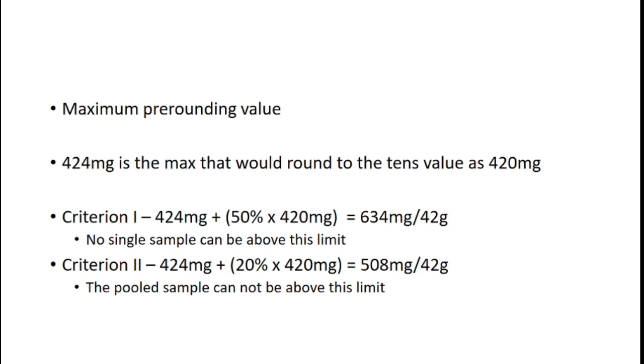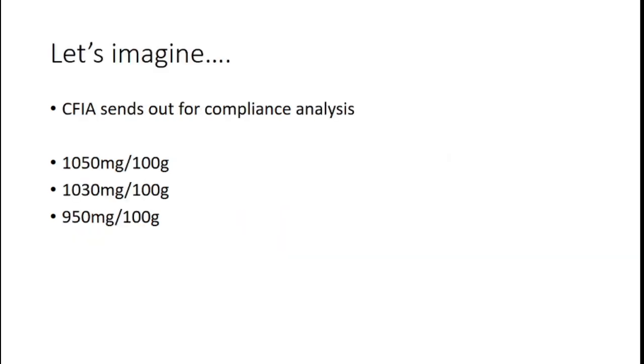So let's imagine we're the CFIA, or maybe we're doing our own internal testing to check compliance, and we send out and get some values. By the time they're pooling this value, they're not sending you back a report on a per 42 gram basis. They're going to send it back to you on a per 100 gram basis. And let's say these are the values we got back. We have to figure out what is the appropriate multiplier to get it back to that per serving basis.